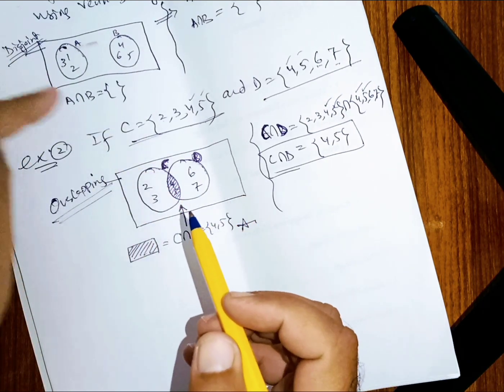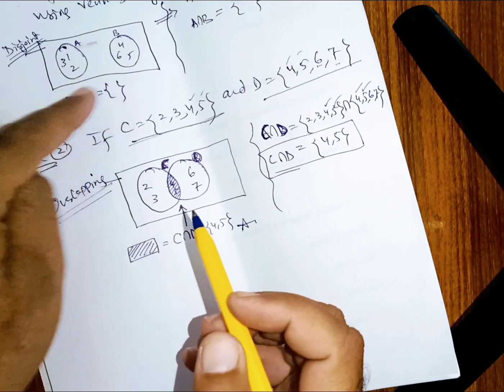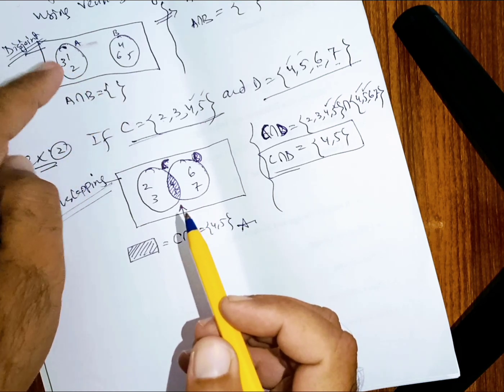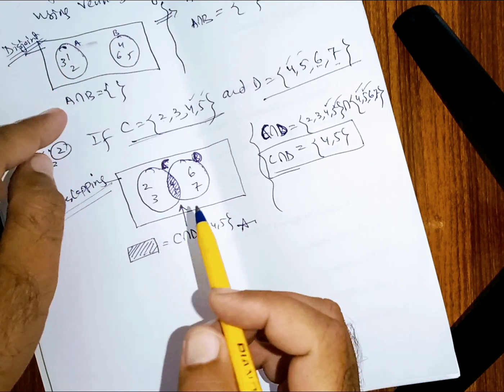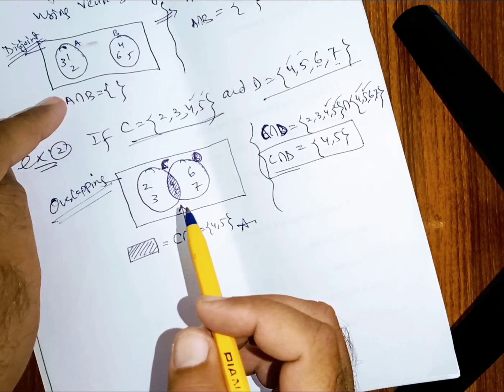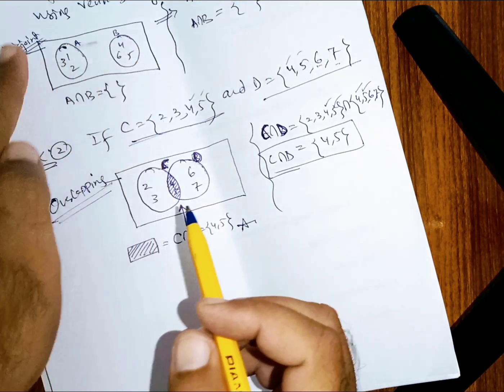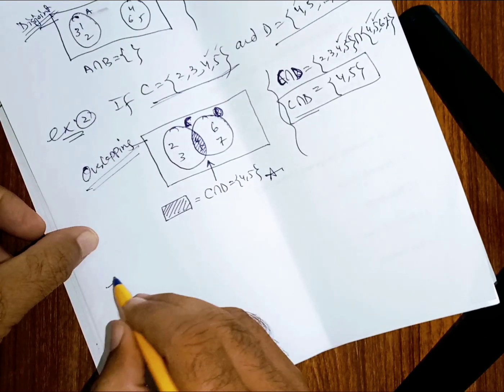This is the example of disjoint sets. We have not shaded anything here because the answer is the null set. So when you have a diagram which is not shaded and it says to find the intersection, you conclude that the intersection is the null set, so you will not shade any of these sets. Okay, so now we will take the third example.